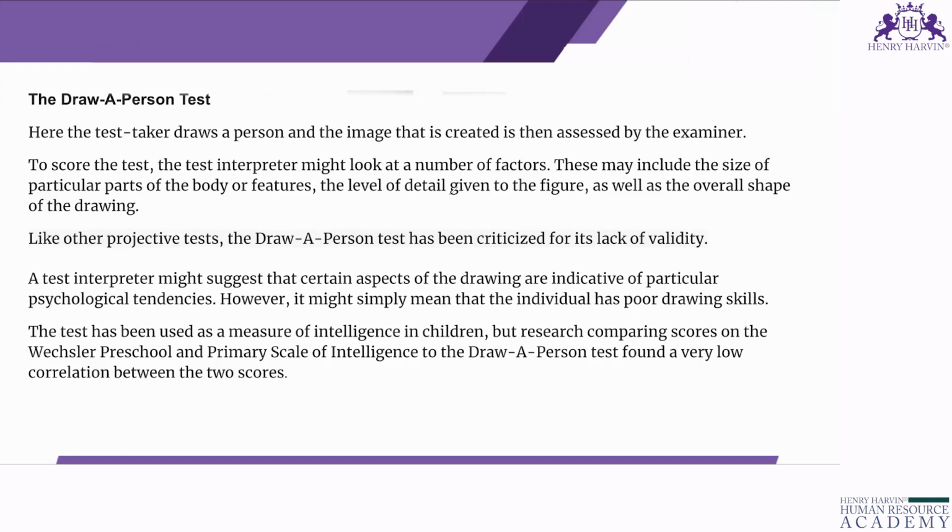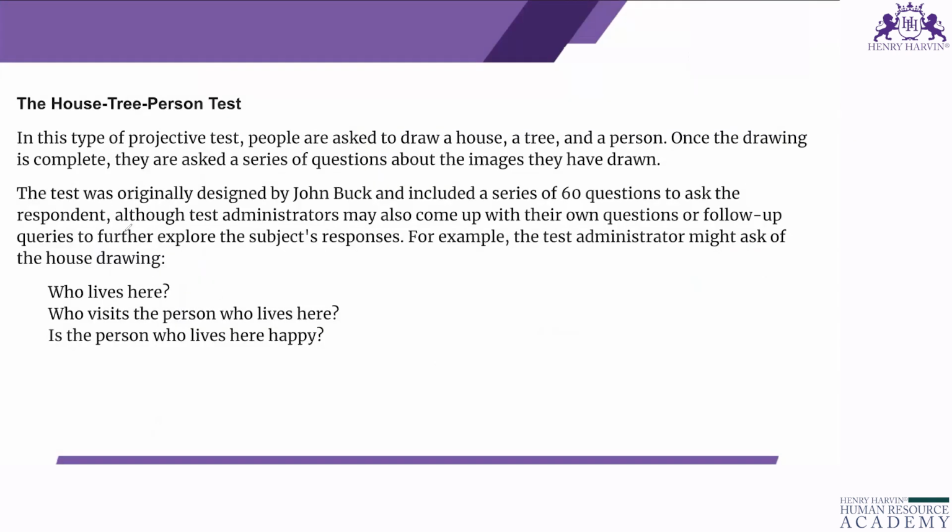I think we have discussed this before. The test has been used as a measure of intelligence in children, but research comparing scores on the Wechsler Preschool and Primary Scale of Intelligence to the draw-a-person test found a very low correlation between the two tests. Okay, and the House-Tree-Person test designed by John Buck includes 60 questions.